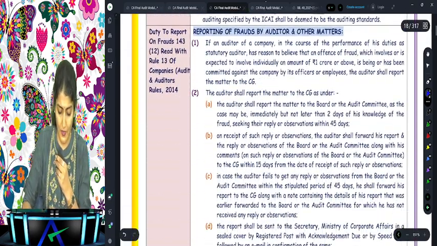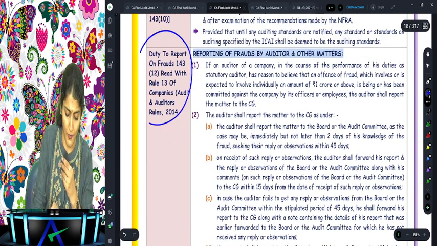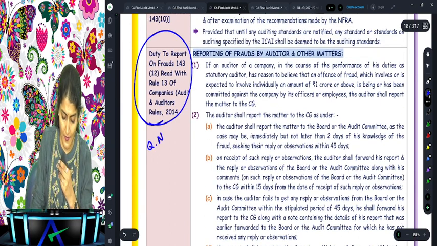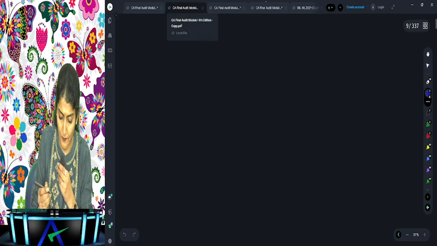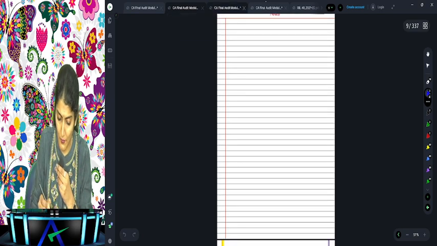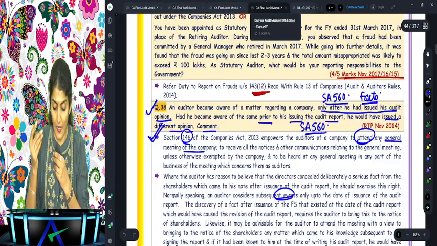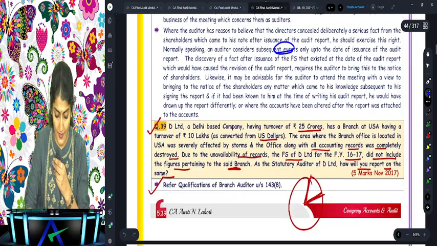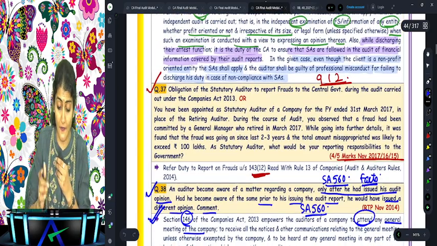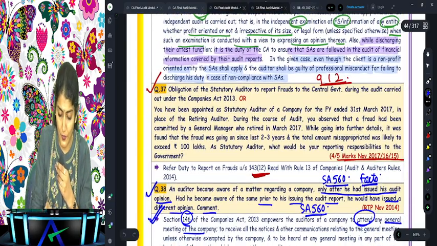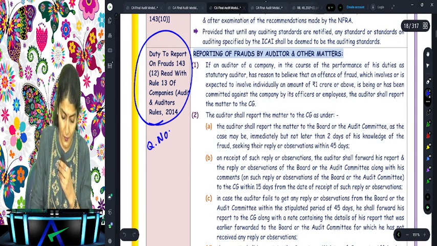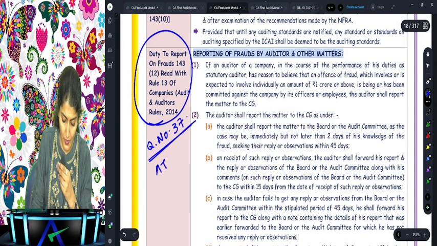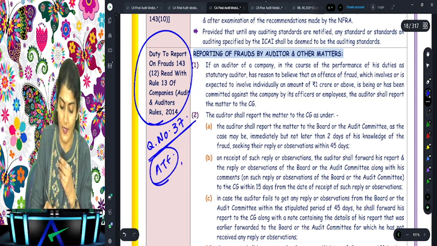Right, question number 39, the duty to report the fraud to CG. Sorry, I think I've missed out one or two numbers here and there. So what does it say? This is 38, and then after that, 37 is regarding the duty to report the fraud to CG, which is again an ATF.